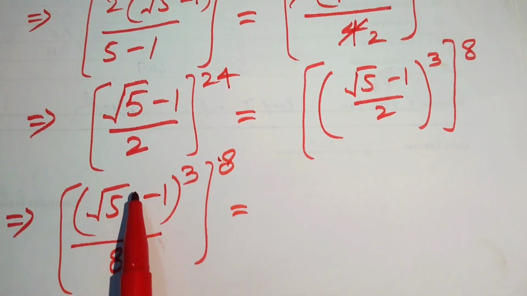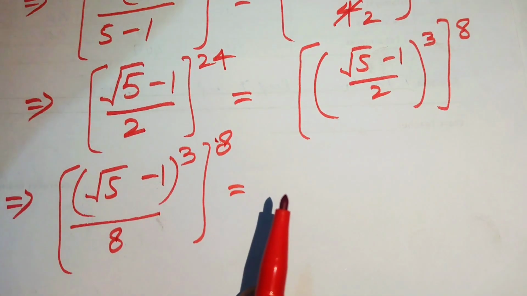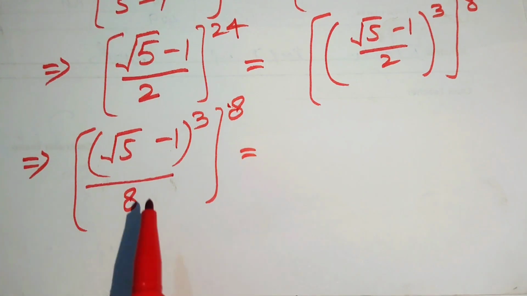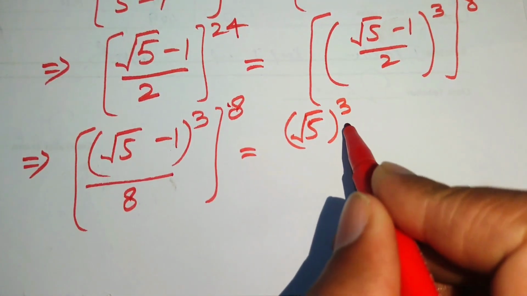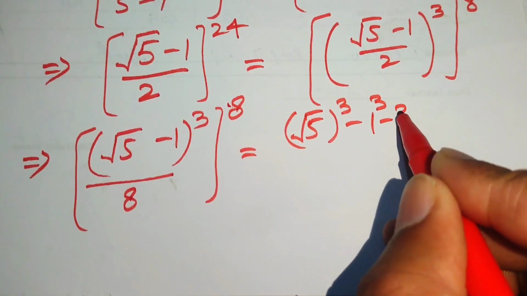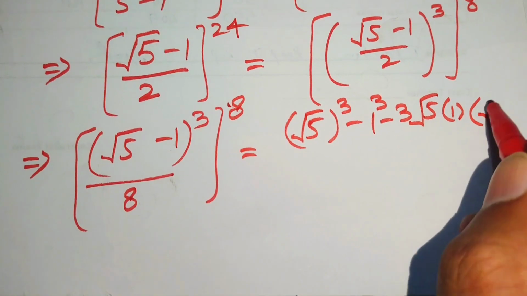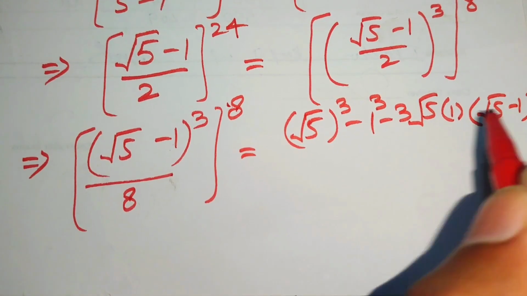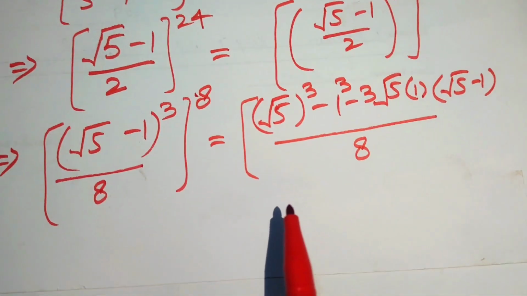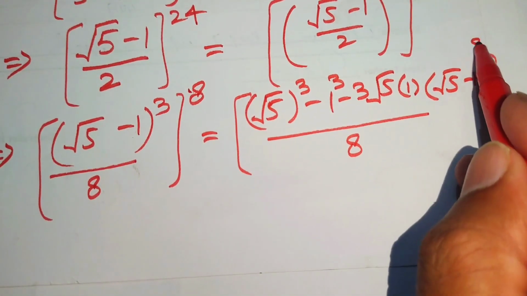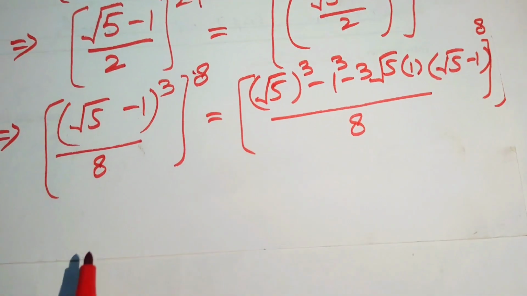So here we apply the cubic formula on the numerator of this term, and after applying the cubic formula, you will get square root of 5 cubed minus 1 cubed minus 3 times square root of 5 into 1 into square root of 5 minus 1, and it is divided by 8, and its whole power is also 8.